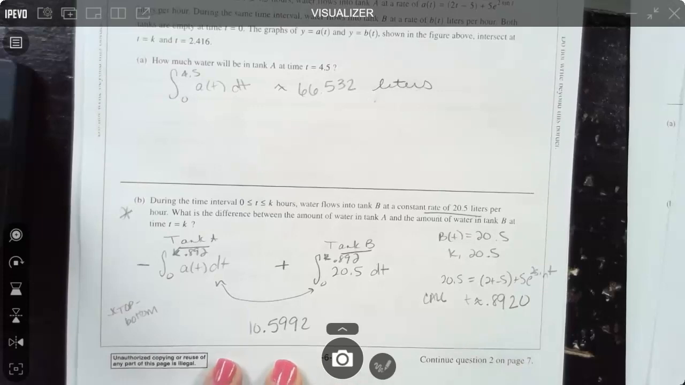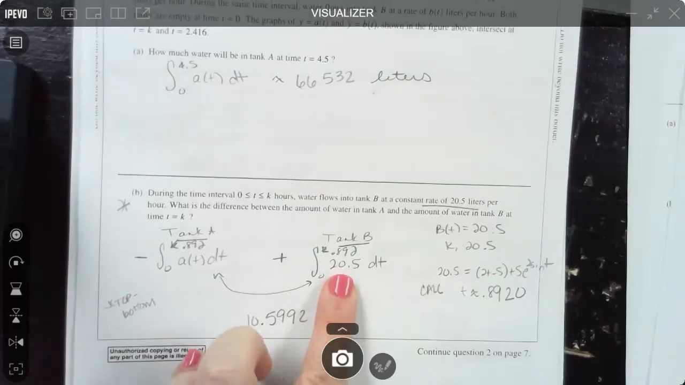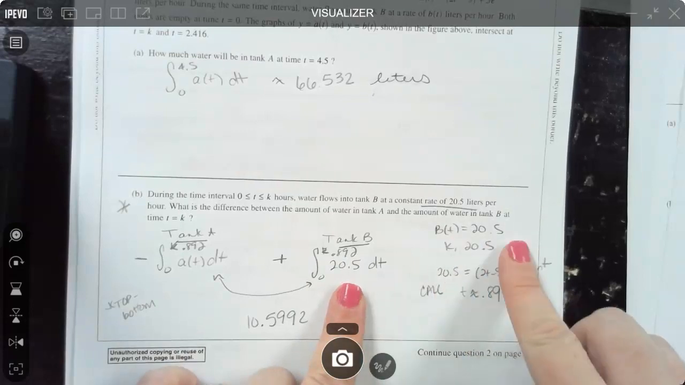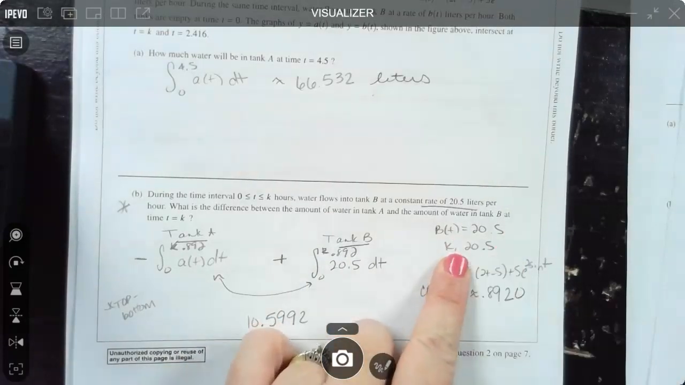During the time interval, water flows into tank B at a constant rate of 20.5 liters per hour. So here's tank B, 20.5 liters per hour. What's the difference between the amount of water in tank A and the amount of water in tank B at time t equals k? Okay, so what did I do? It's been a long time. B of t equals 20.5. That's my constant rate. I know that.